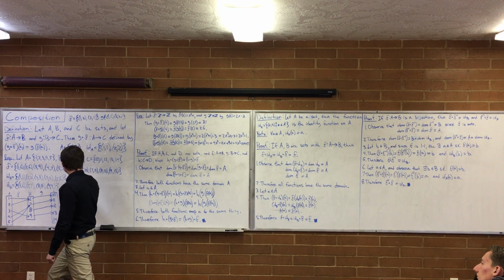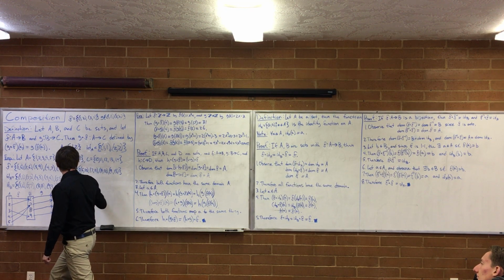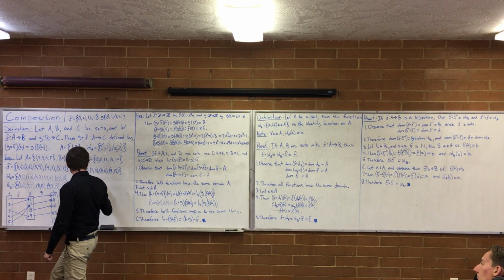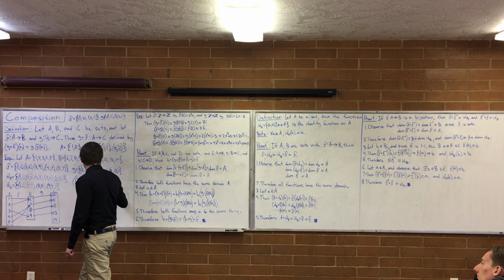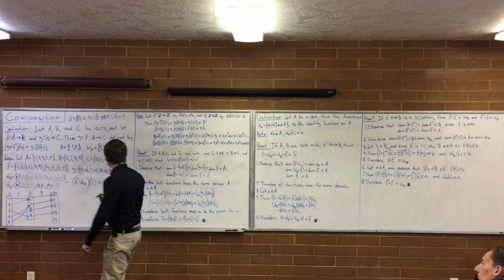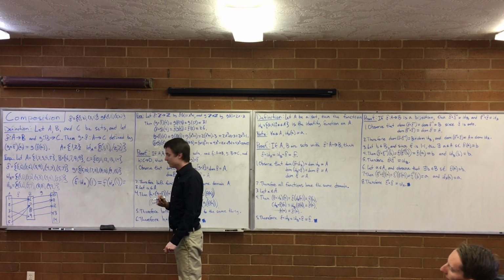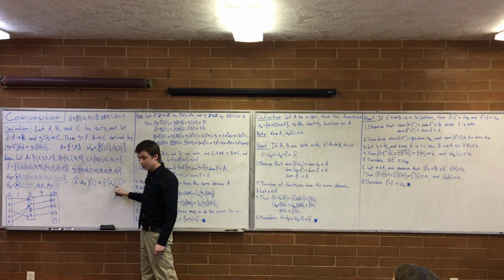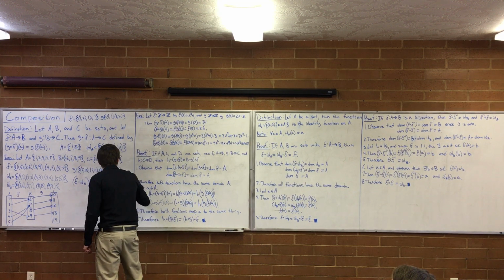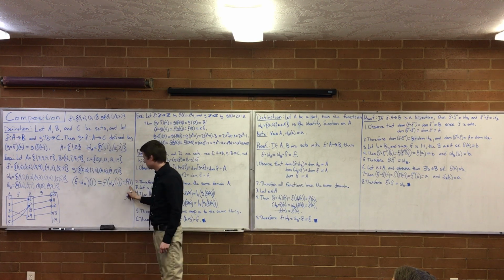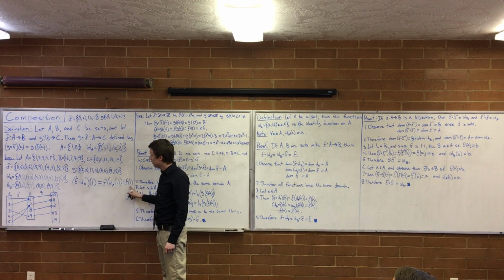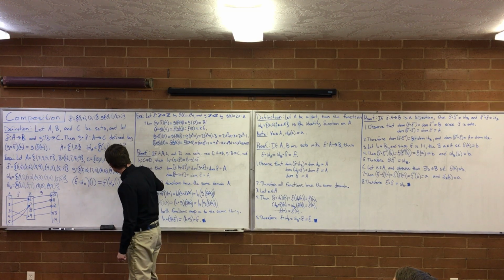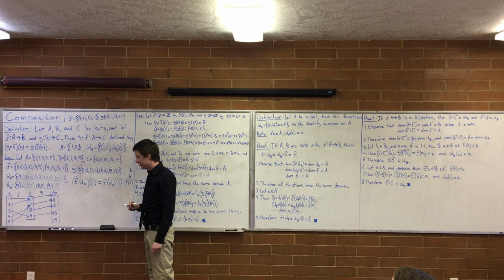Maybe we'll write it this way. Let's see what this goes to when you plug in 1. That's equal to f, the identity of A of 1, which is equal to what? 1. The identity on A maps 1 to 1. Okay, so now that's f of 1, which is equal to 6. Right. Okay.